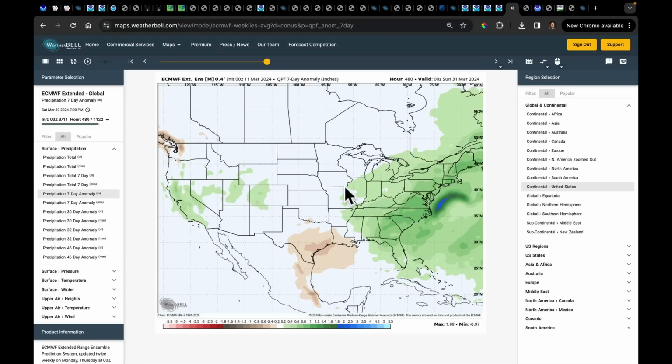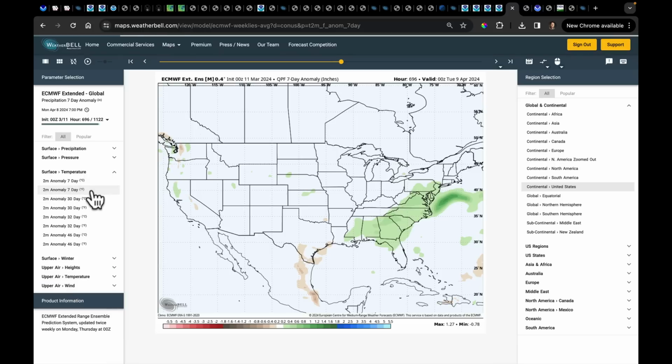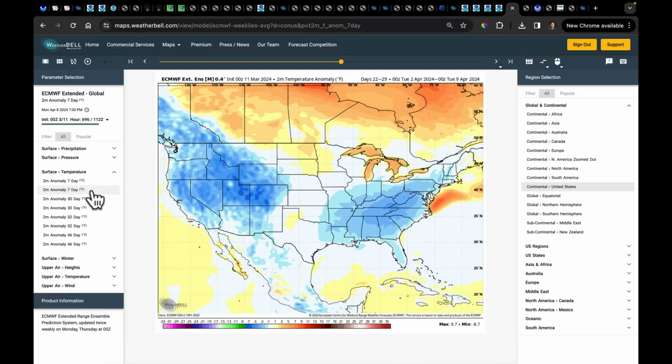Can you see the wetter conditions through the country? And it wants to kind of keep that into early April. But it doesn't relinquish hold of the colder conditions. Like, for example, that's the 7-day forecast that ends on the 9th of April. It wants to tuck this cooler air in and kind of leave it hanging around.